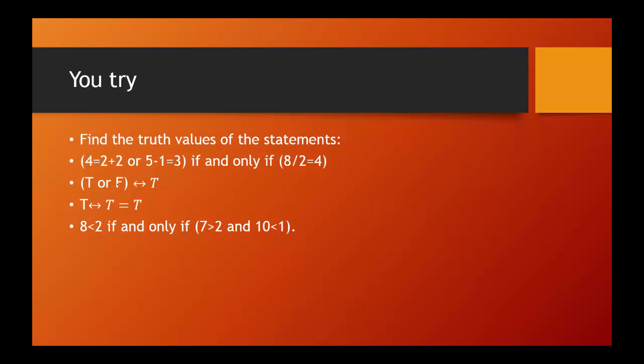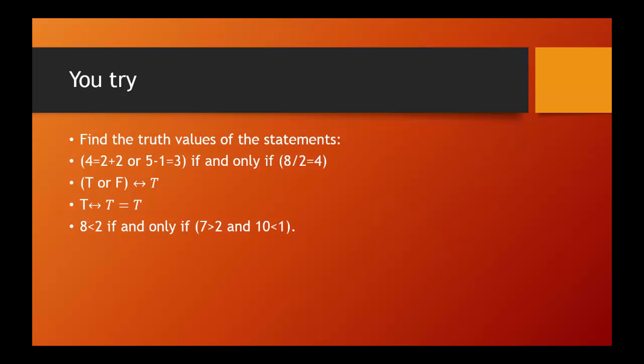Here I have a lot going on. 4 equals 2 plus 2 is true. 5 minus 1 is 3 is false. So I'm not trying to answer it all at once. I'm just substituting in the values I know. 8 divided by 2 is 4. That's true also. So see that I kind of left the or in there. I just put the double arrow in for if and only if, but I'm not trying to do more than one step at a time. True or false is true. True if and only if true is true. So that one, my overall truth value is true.